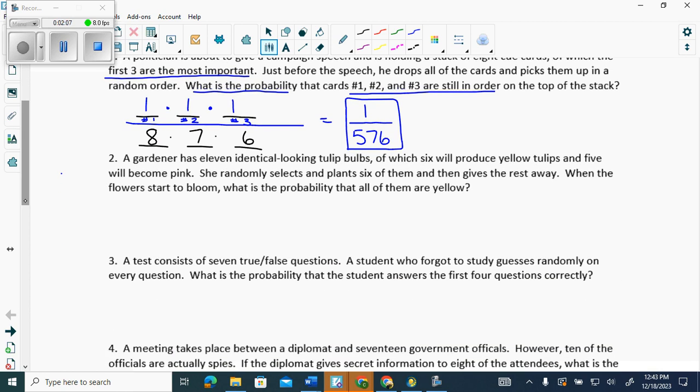Okay, we're going to look at number 2. Number 2 says, a gardener has 11 identical looking tulips. They're identical looking. So I cannot tell them apart, right? What's 8, 7, 6?